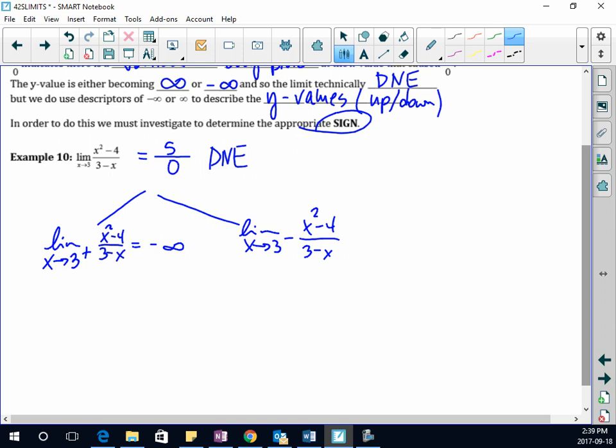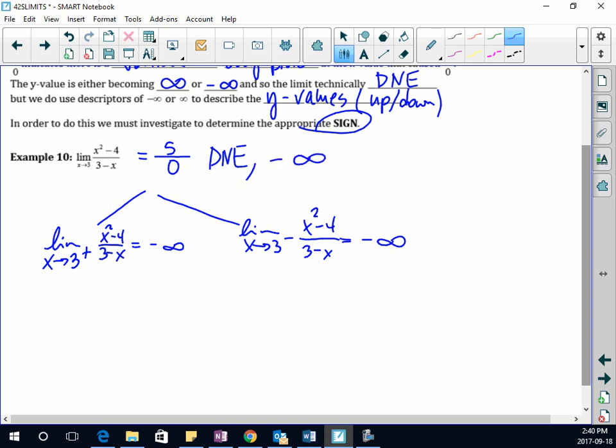Can we pick 0? Sure, we can pick 0. That's on the left of 3. So what do we get on top then? We get a negative on top, and what do we get on the bottom? A positive, and what's a negative divided by a positive? A negative. I feel like I'm doing grade 9 math here. So they're both going to negative infinity, so that means it is negative infinity.